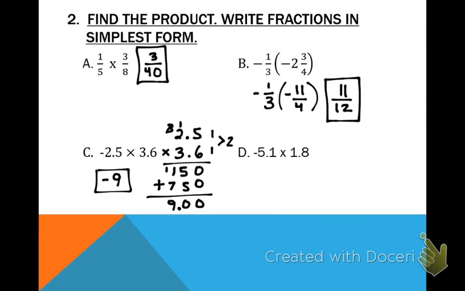Moving on to problem D. Same idea here. Do I have one negative number or 2? 1. I only have 1. So what will my answer be? Positive or negative? Negative. Let's go ahead once again. 5.1 times 1.8. Who wants to do it for me?